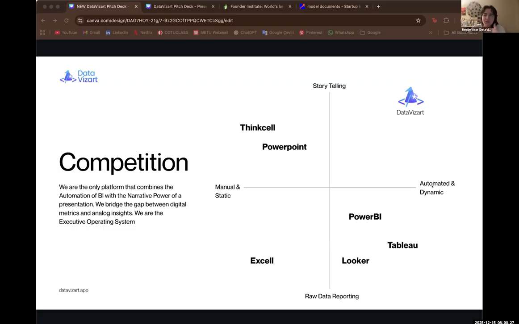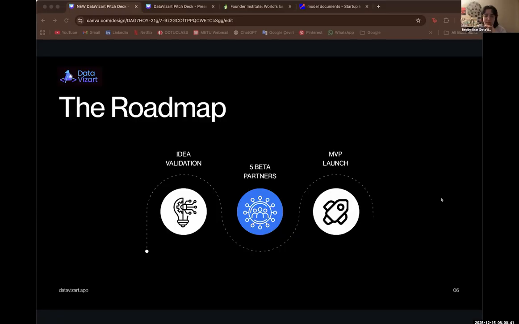So we are the only platform that combines the automation of BI with the narrative power of a presentation. So we bridge the gap between the digital metrics and analog insights, and we are the executive operating system.